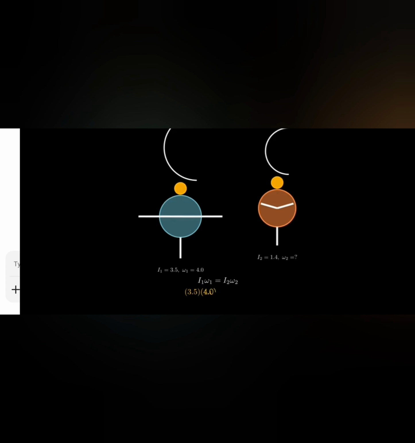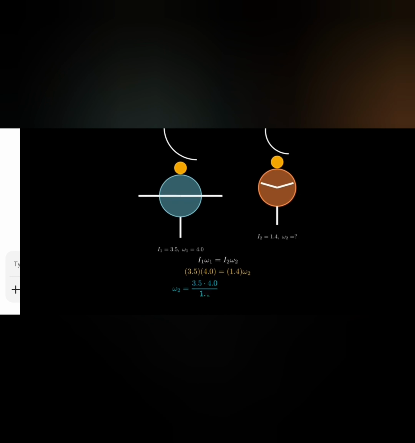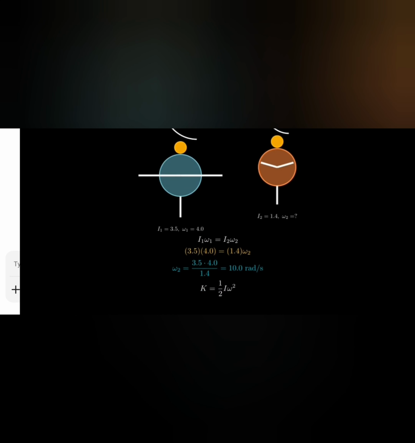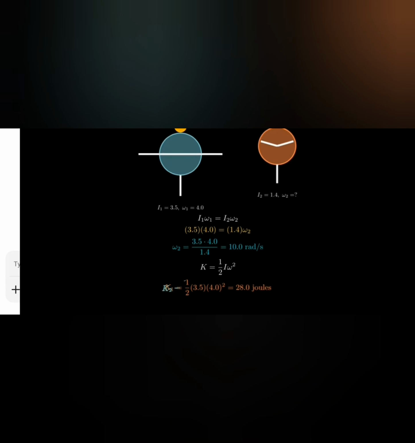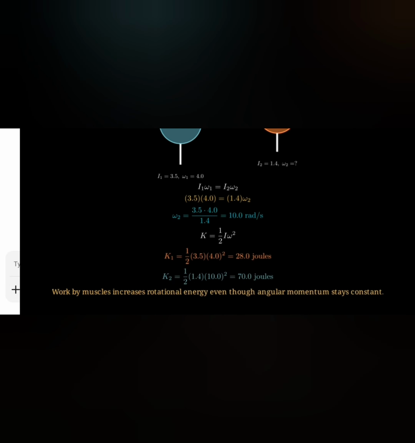Now plug in the known numbers to solve for omega sub 2. Next, we compute rotational kinetic energy before and after the arms move in. K equals 1/2 I omega squared. The energy increased from 28 joules to 70 joules because the skater does work to pull her arms in. Her muscles push inward, converting chemical energy into extra rotational kinetic energy, while angular momentum stays constant.